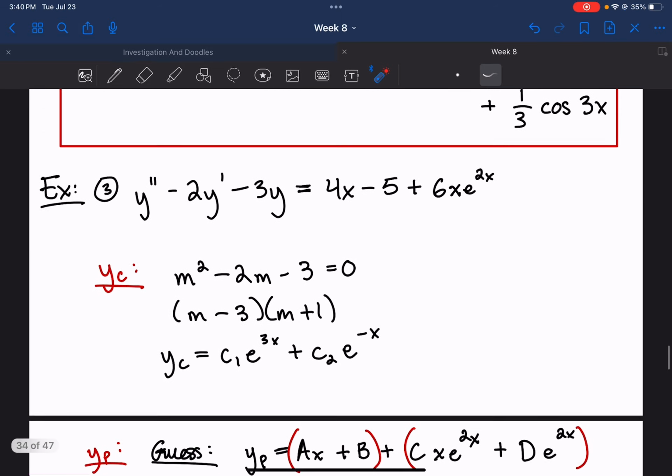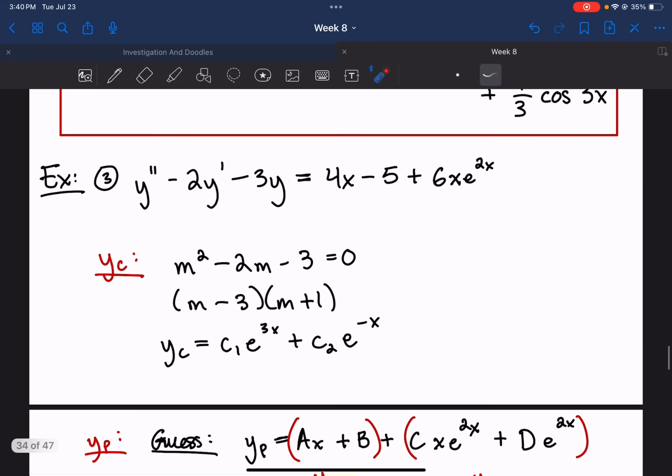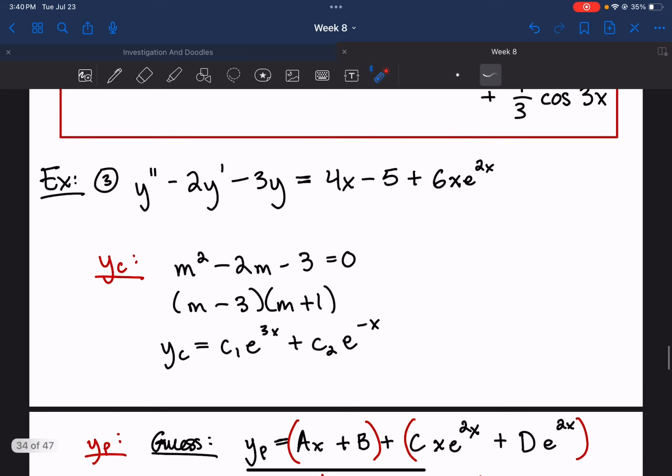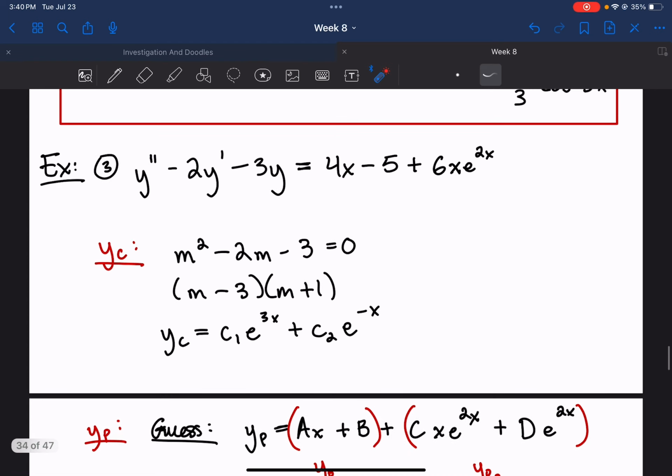Next example. Hopefully this gets better. Whew, it's rough right now. Okay.